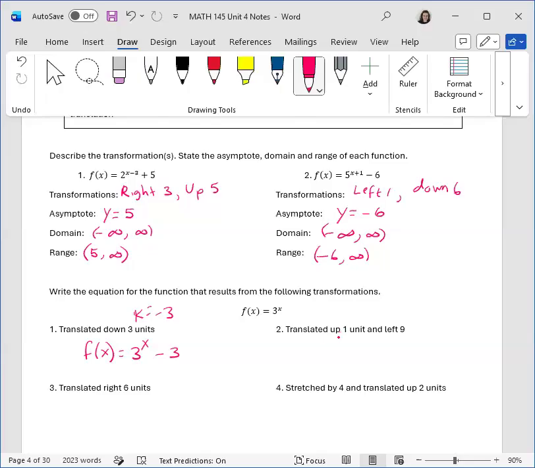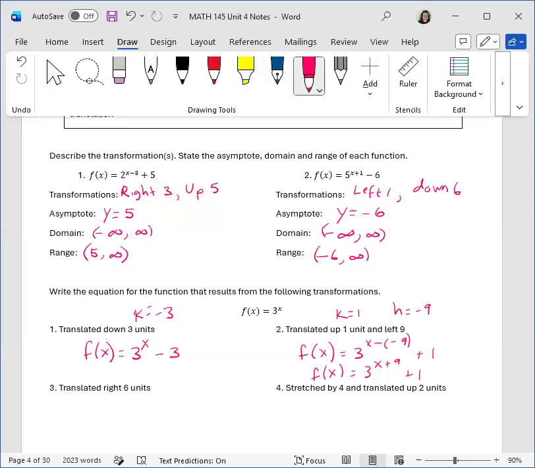Okay, number 2, we're translating up 1 unit. That's a value of k. And left 9 units. That's a value of h. Okay, so we would have f of x is equal to 3 to the x minus h, careful with signs, plus k. So we can clean up those signs. F of x is equal to 3 to the x plus 9 power plus 1.